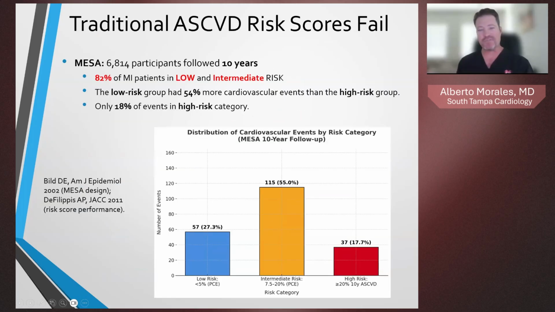Here's a nice MESA registry cohort, almost 7,000 patients who were followed for 10 years. Prior to this, they were labeled based on risk calculators, PREVENT, SCORE, and ASCVD, as high risk, intermediate risk, and low risk. You would think the high risk patients we've determined based on these risk calculators would have the majority of events. As a matter of fact, the low to intermediate risk had the overwhelming majority, 82% of the events. And up to 54% more heart attacks occurred in the low risk compared to the high risk. So again, these risk calculators are not very accurate, and we need better tools.